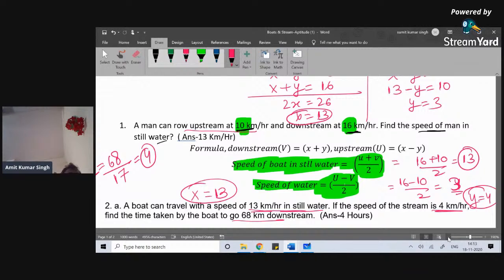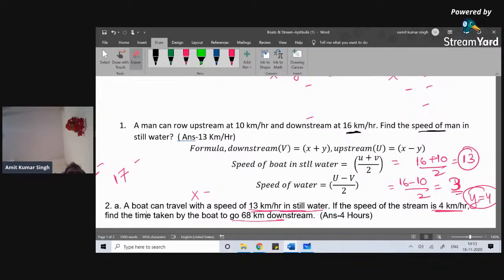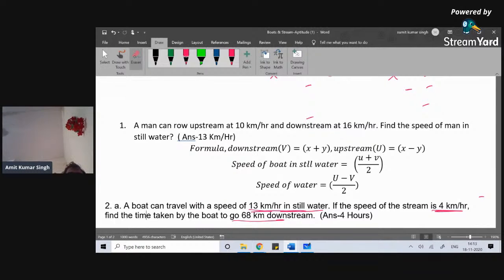See question number one and question number two. Does anyone have any doubt? Please ask me. Okay, so this first problem is like this. I believe Raksha, you have understood the terms upstream and downstream. Upstream basically means when you're moving against the water, and downstream means when you're moving with the water. So that is called downstream.